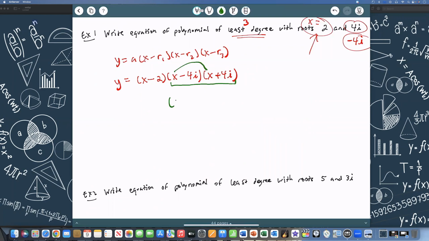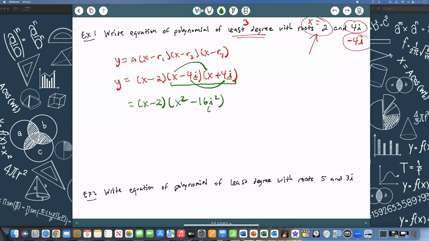So x times x is x squared. And the last term, so negative 4i times a positive 4i. So negative 4 times 4 is negative 16. Okay, and then i times i is i squared. When you multiply those, it's basically a difference of squares, right? x squared is x times x, and 16 is 4 times 4, i squared is i times i. So you go backwards, basically difference of squares there.